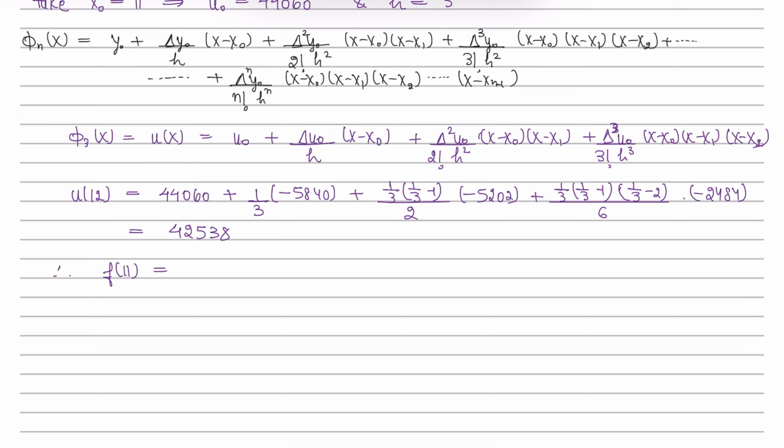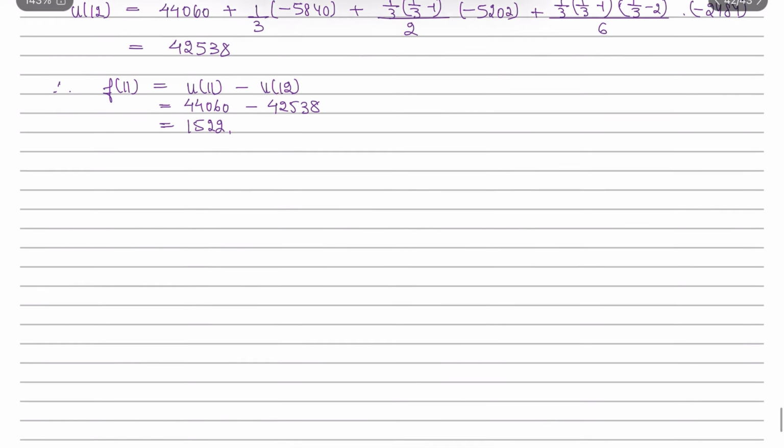Since we were interested in finding the value of f11, which we have seen is equal to u of 11 minus u of 12. U of 11 is already known to us, which is 44060, and the u of 12 value turns out to be 42538. So the final answer will be 1522. Let us move to another question.